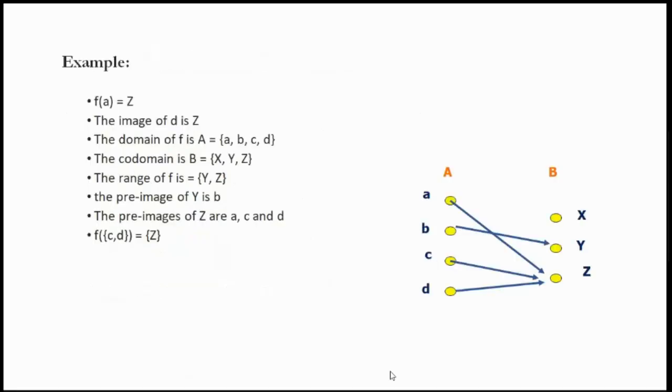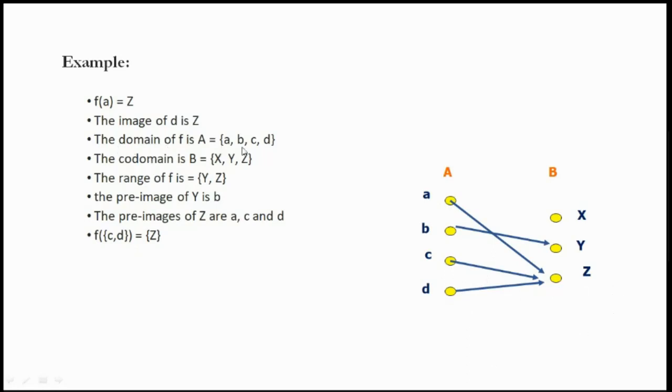So here is an example given pictorially. f of a is equal to z. If you look at set A, there are the elements a, b, c, d. Now z is said to be the image. The image of d is z. The image of a is also z. And the image of c is also z, because f of c is equal to z.